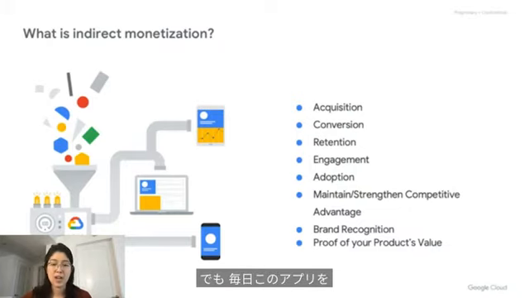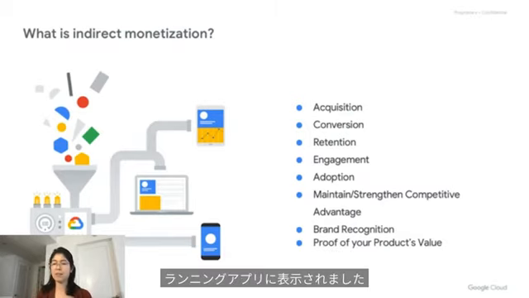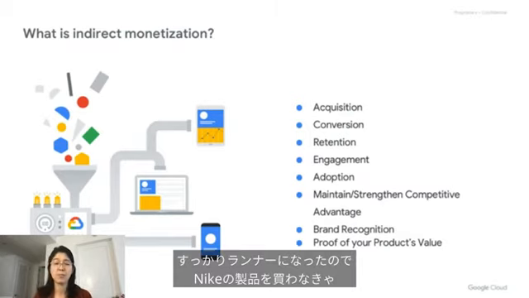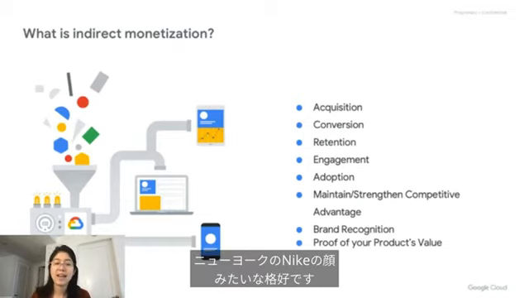But what did happen was now that I'm using the Nike Run Club app every day, all of a sudden I'm getting coupons saying, here's 20% off your next purchase at Nike. I'm seeing that directly in the running app. And I'm like, great. I have to buy Nike products now because now I'm a runner. So I decided to get my Nike shoes, my Nike clothes, and now I'm repping Nike all around New York City, right?